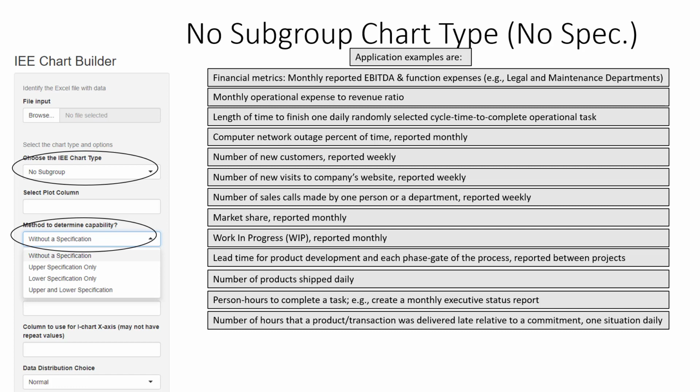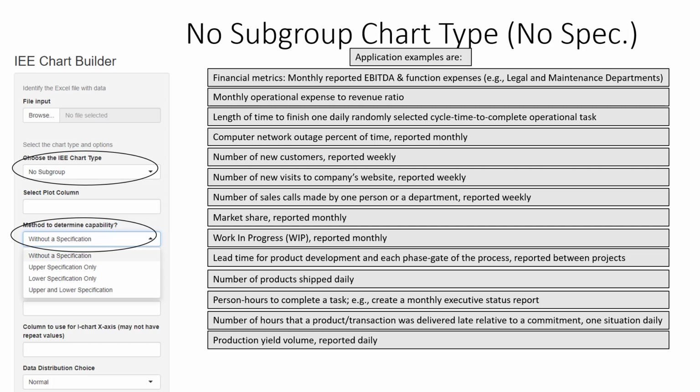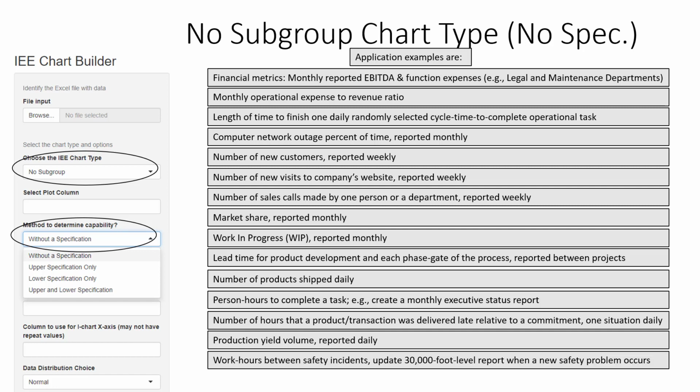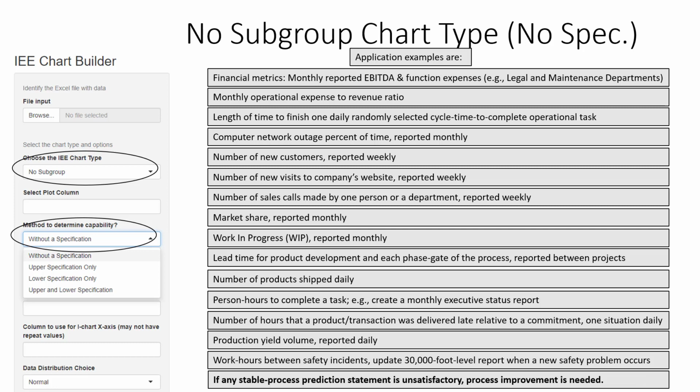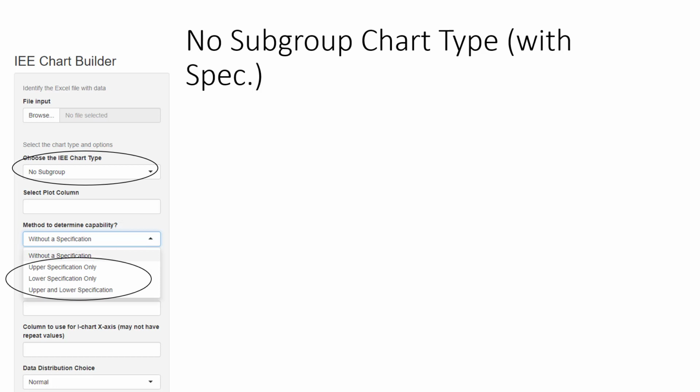number of hours that a product or transaction was delivered late relative to a commitment, one situation daily. Product yield volumes reported daily. Work hours between safety incidents, update 30,000 foot level report when a new safety problem occurs. If any stable process prediction statement is unsatisfactory, process improvement is needed.